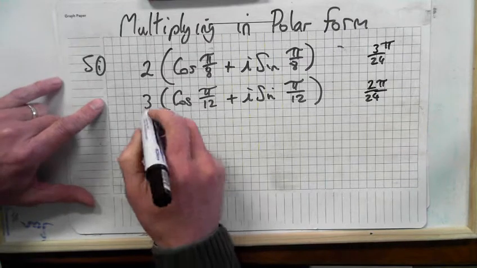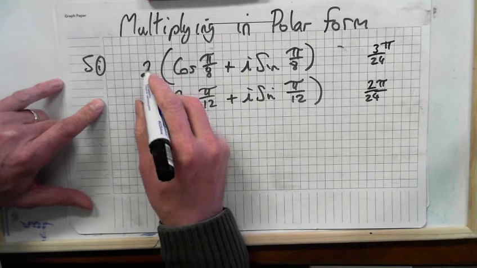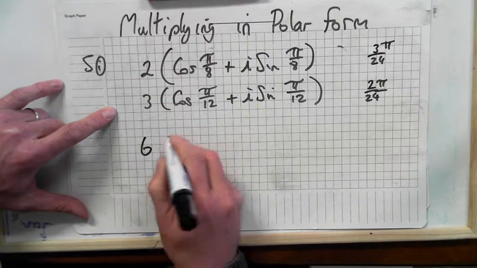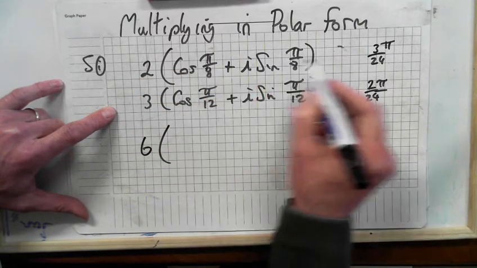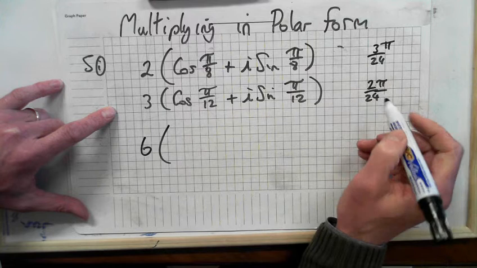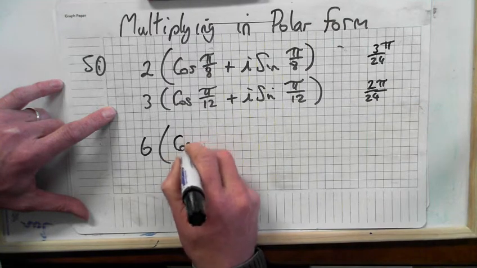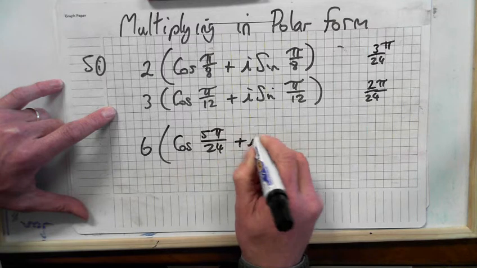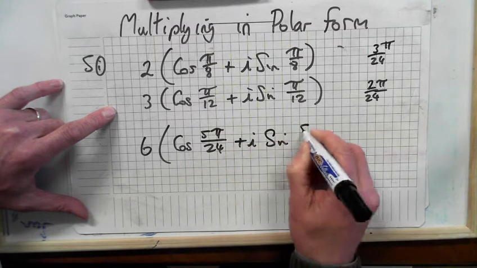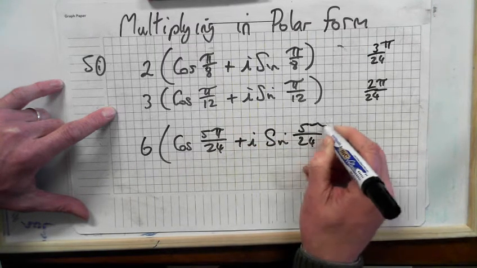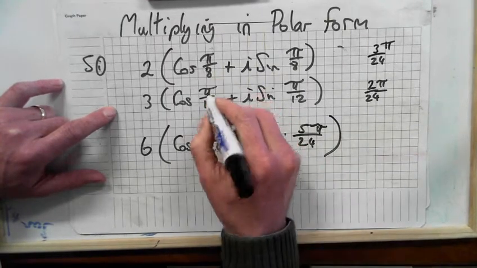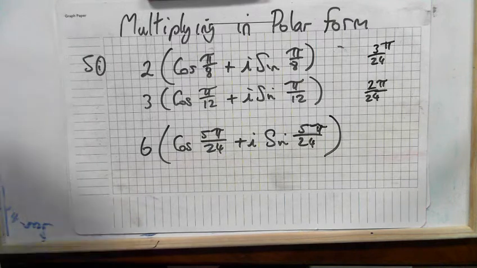Right. So to multiply them, we'll call it Z1 times Z2. So that's 2 times 3 is 6. So pi over 8, 3 over 24 plus 2 over 24, cos 5 pi over 24 plus I sine 5 pi over 24. Alright, we had to find the LCM, lowest common multiple.